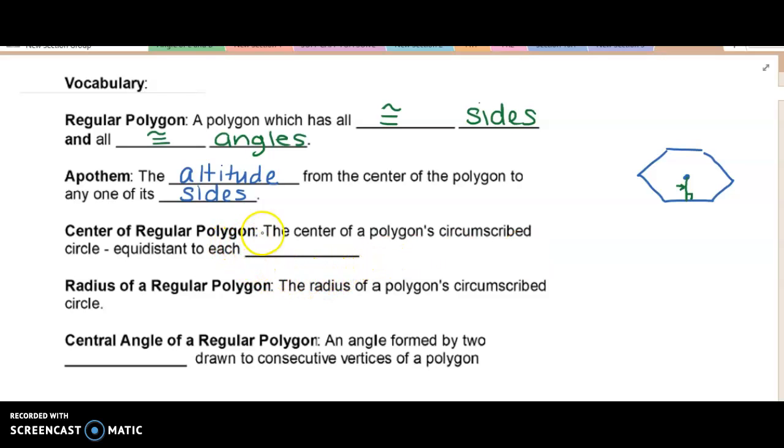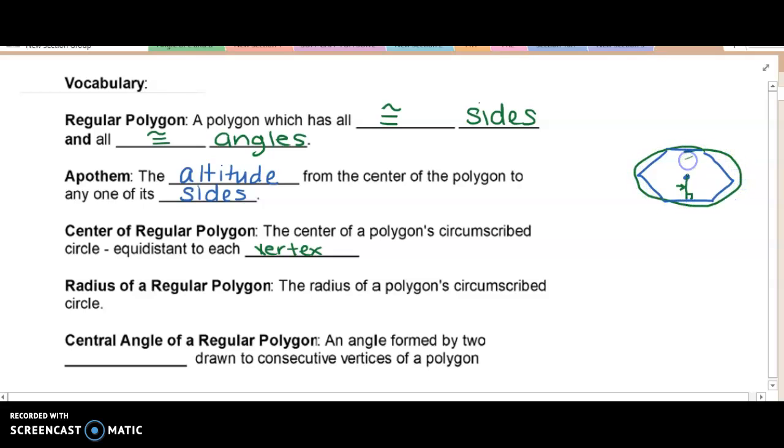The center of a regular polygon is the center of the polygon's circumscribed circle, and it's equidistant to each vertex. If I were to draw this in a circle, this would be the center, because from here to all the vertices would be the same. A radius of a regular polygon is just the radius of the polygon's circumscribed circle, so these would all be radii as well, from here to the outside of the circle. And remember, this is just for inscribed polygons.